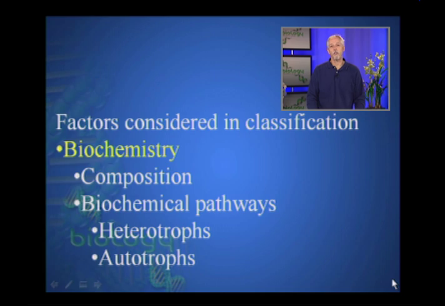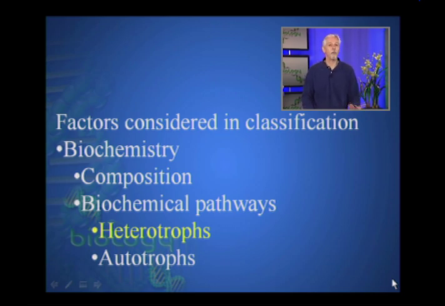Now, additionally, biochemistry can also be an important aspect of classification. So that could be the composition of organisms. What are they made of? It can also be the biochemical or physiological pathways, some of which we've talked about already. So for example, many organisms are heterotrophs, organisms that practice the cellular oxidation of glucose, something that we talked about in great detail, taking organic molecules, breaking them apart to generate ATP to carry out cellular processes.